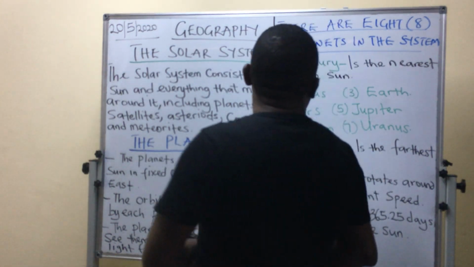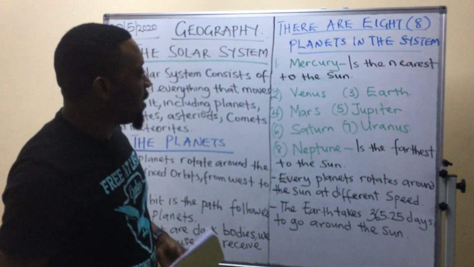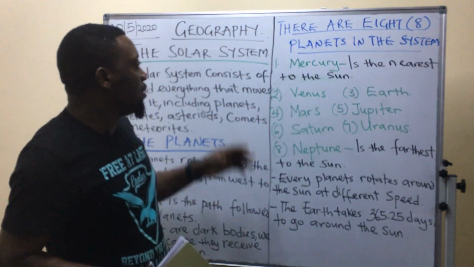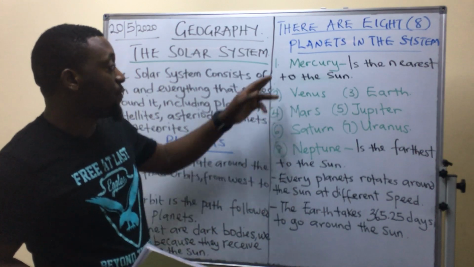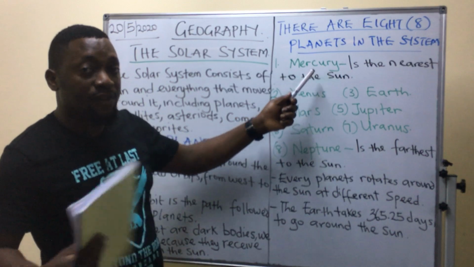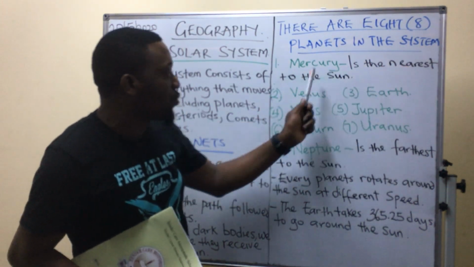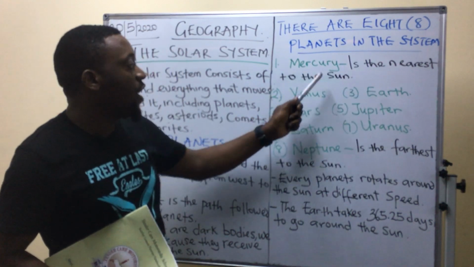Then I'll also talk about the types of planets. In the solar system, we have 8 planets, starting from number 1, which is Mercury. Mercury is the nearest to the sun.